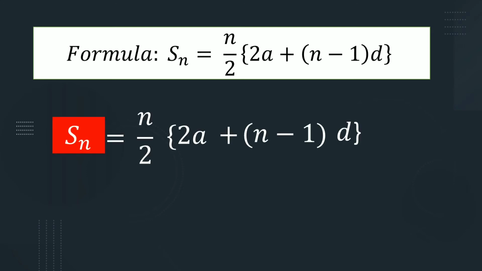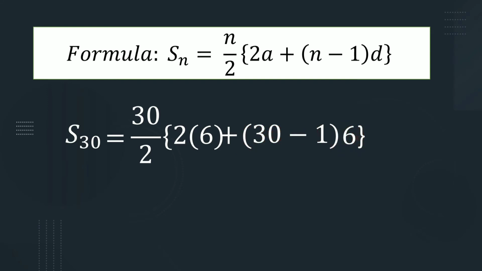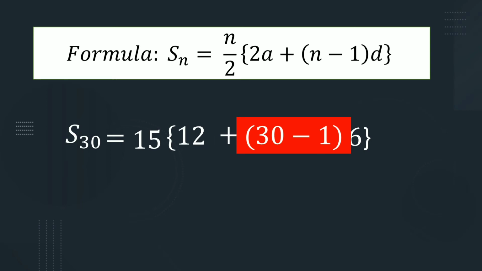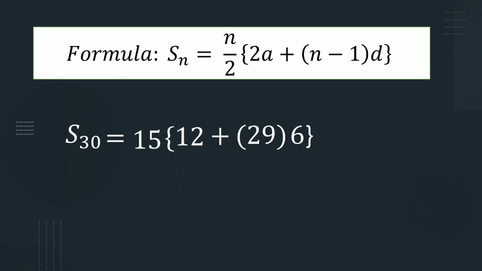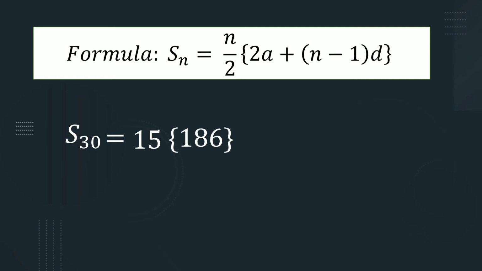Here Sn is S30, n by 2 is 30 by 2, 2a, 2 into 6, n minus 1, 30 minus 1 into 6. This is 15, this is 12, 30 minus 1, 29, 29 into 6 is 174. You have to add 12 and 174, that is 186. 15 into 186 is 2790. So the answer is this one.